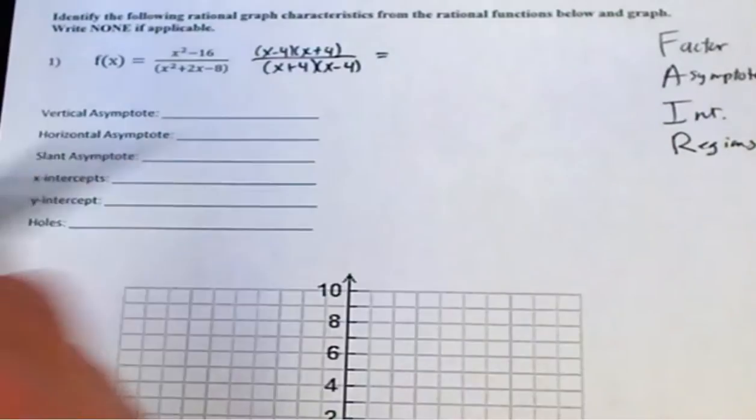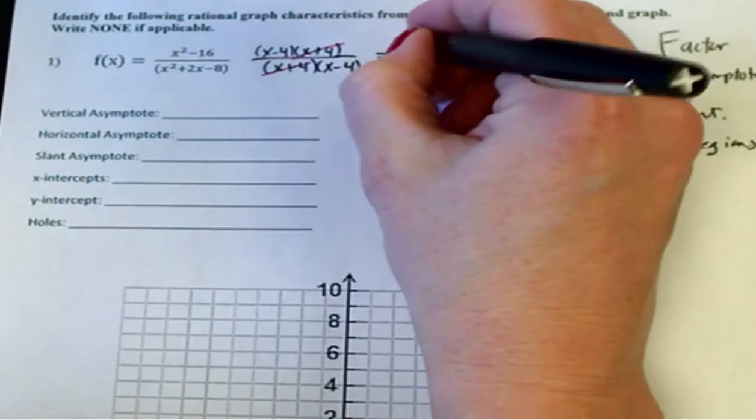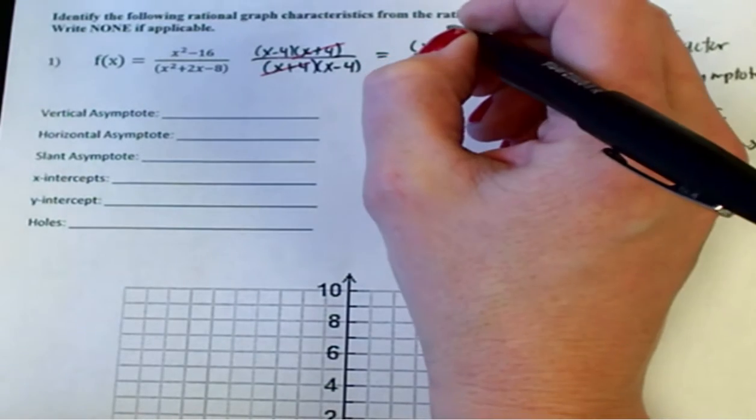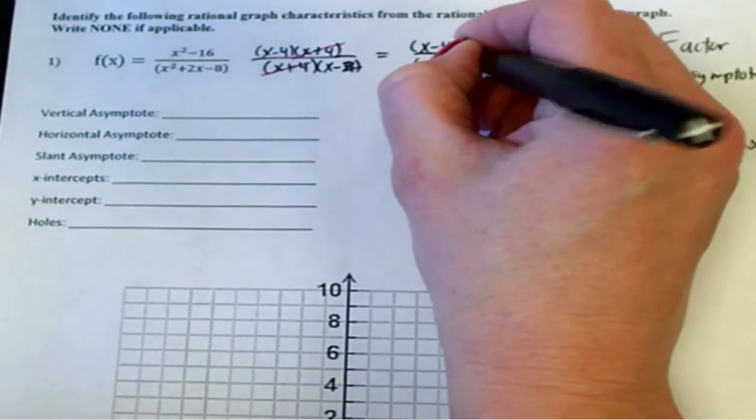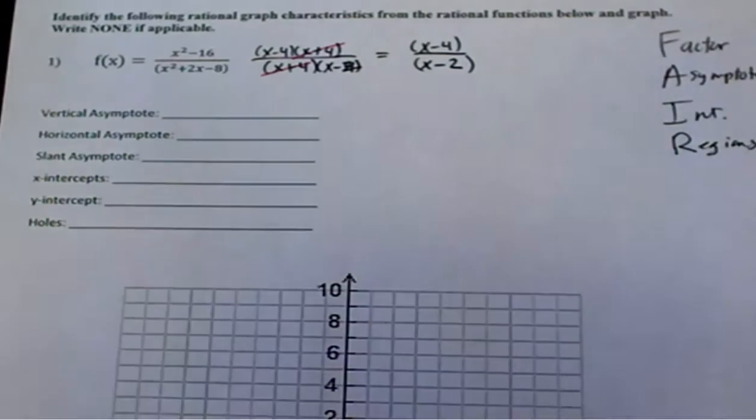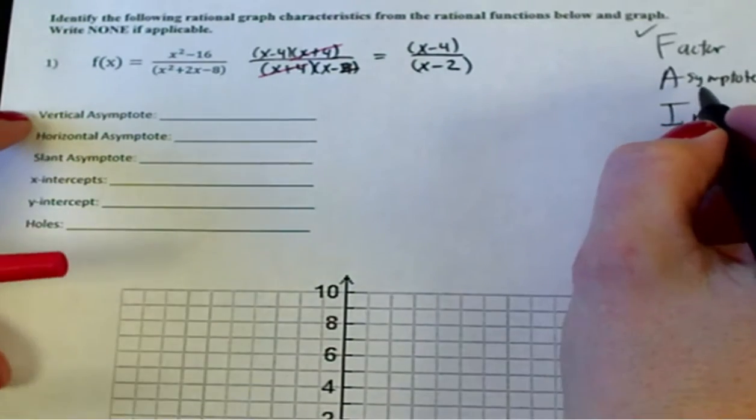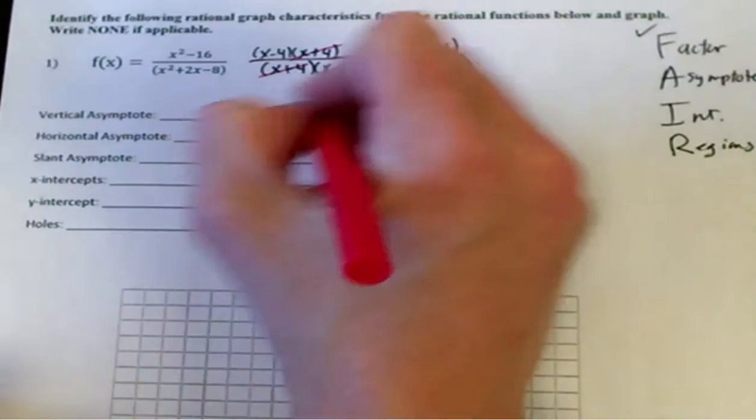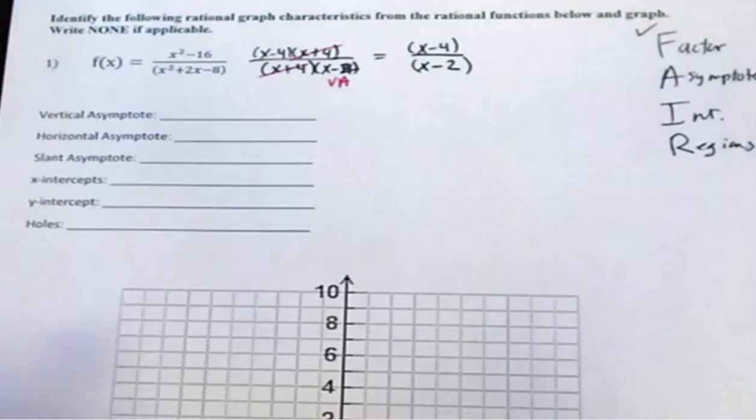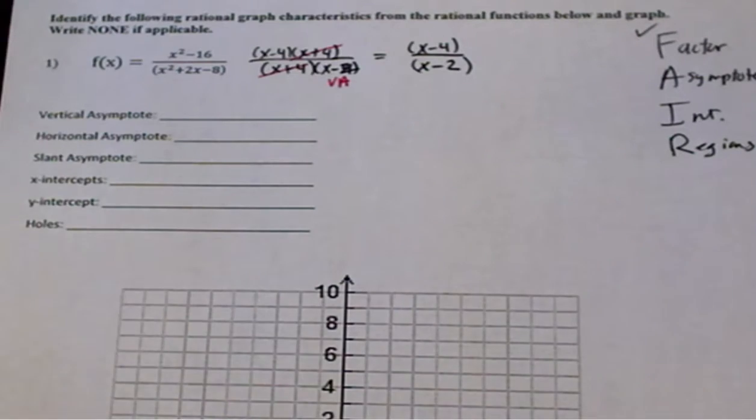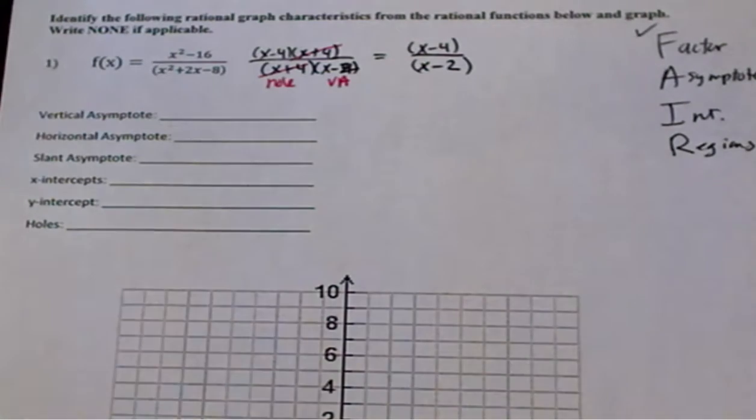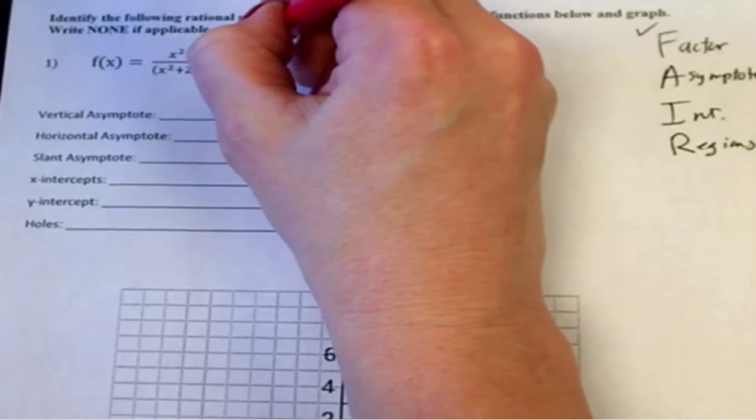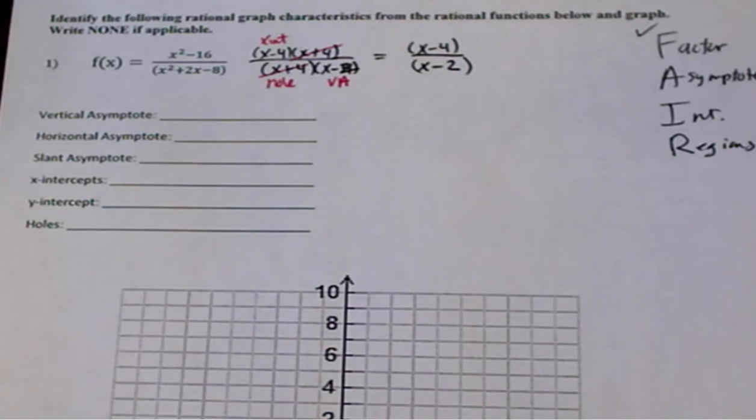Okay, and I notice that it reduces right here, and I'm going to be left with x minus 4 over x minus 2. Okay, so I've got my factors, check. I've got my vertical asymptotes. Now I'm going to label right here. This is the vertical asymptote because that's the factor of the denominator. This is the hole because that's the factor that reduced. This is the x-intercept because it's the factor of the numerator.